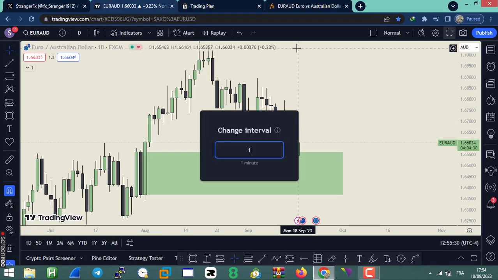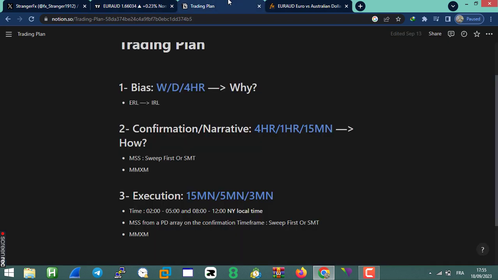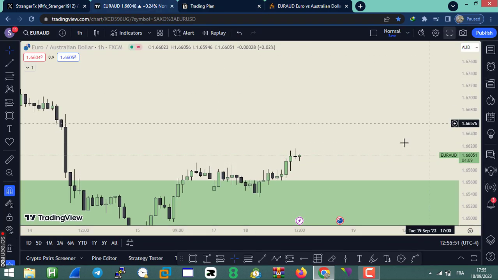So let's drop down now to the 1 hour. You can use again the time frame alignments: weekly, 4 hour, 15 minute, or daily, 1 hour, 5 minute, or 4 hour, 15 minute, and then the 3 minute. These alignments are best practices. And let's move on to the 1 hour chart.